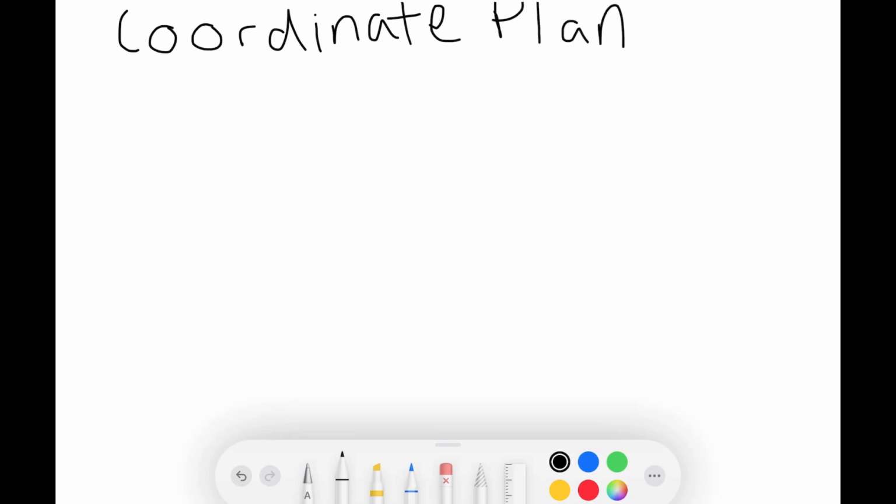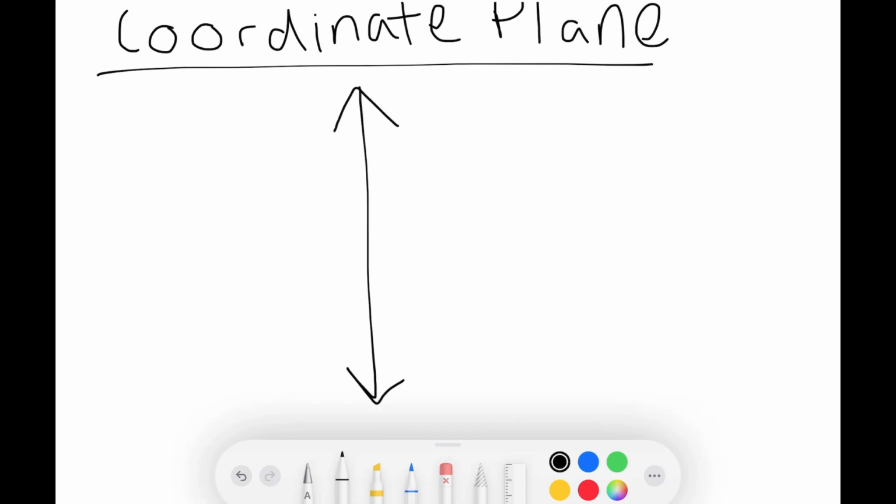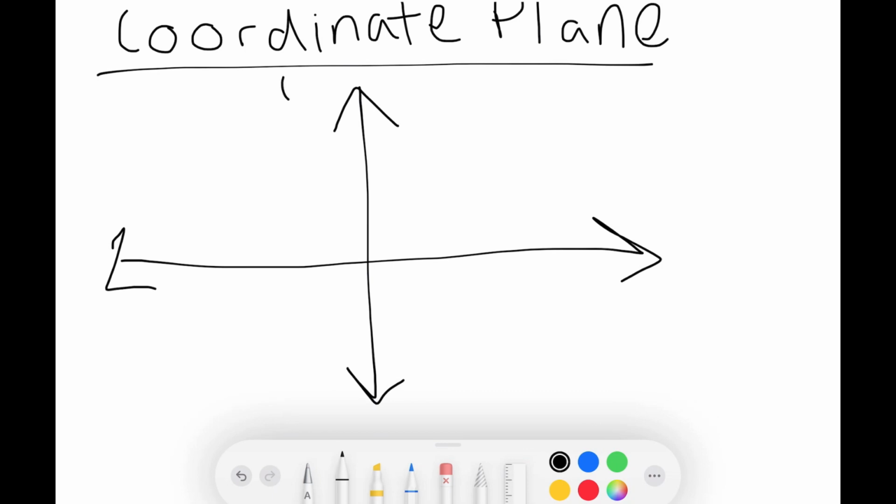Today we are going to be talking about the coordinate plane. So the coordinate plane has an x-axis as well as a y-axis. The y-axis is vertical and the x-axis is horizontal.